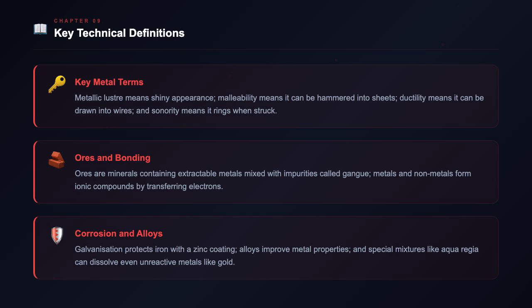Ores are minerals that can be extracted for metals, but they contain unwanted impurities called gangue. Corrosion occurs when metals react with their environment. To prevent this, iron and steel can be coated with zinc through galvanization. Alloys are mixtures of metals or metals with nonmetals. Some mixtures, like aqua regia, can dissolve gold. The Thermit reaction involves aluminium reacting with metal oxides, releasing a lot of heat.